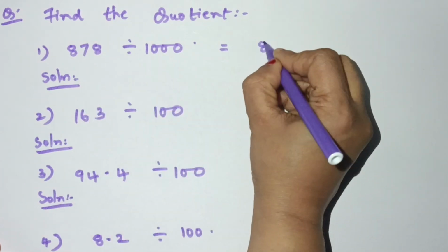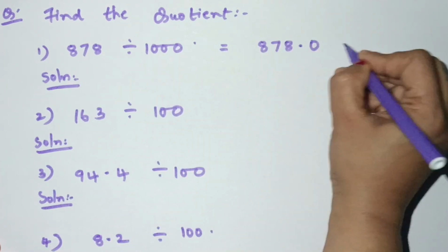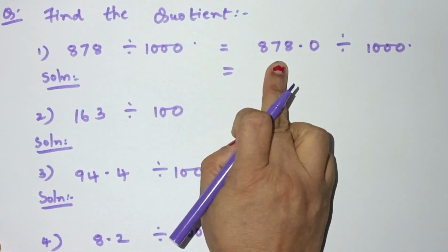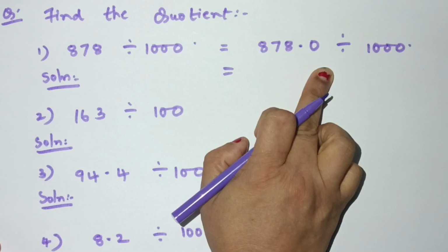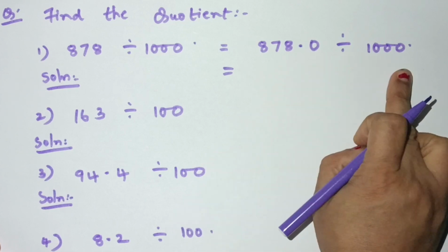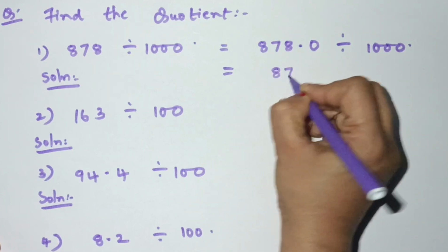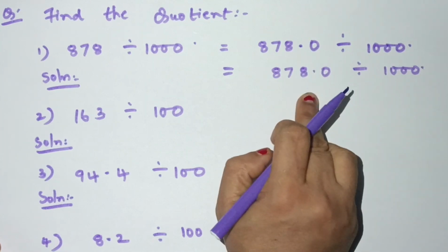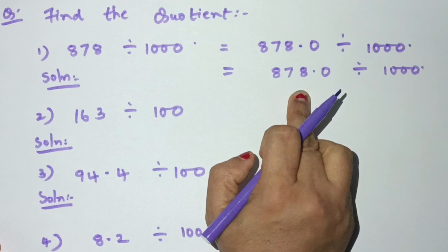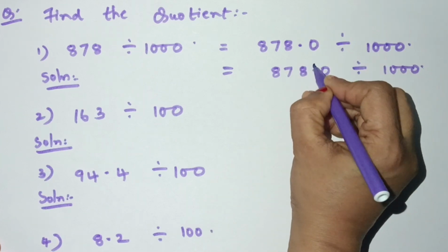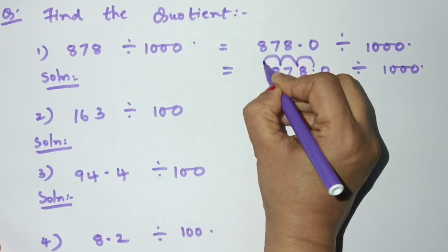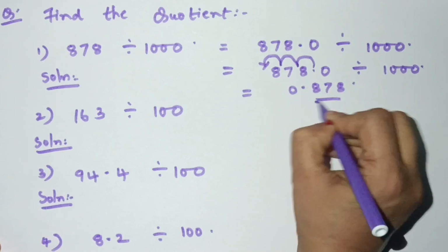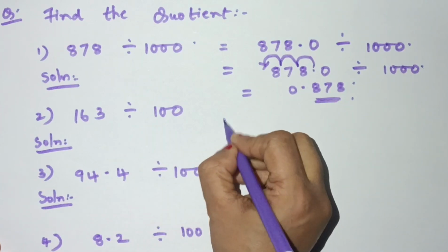878.0 divided by 1000. So your decimal number is 878.0. If a decimal number is divided by 1000, what is the rule? The rule is the decimal point shifts 3 places to the left. 1, 2, 3. So your answer is 0.878. Now let's see the next question.